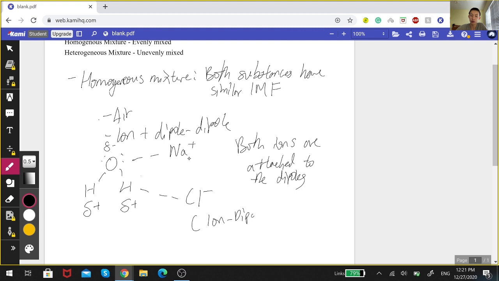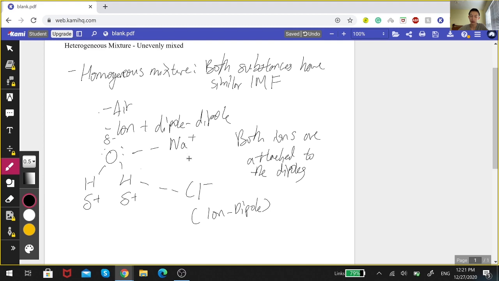This will also create a homogeneous mixture because the partially positive charged hydrogen bonds with the negatively charged Cl anion, and the partially negative charged oxygen bonds with the positively charged Na cation.